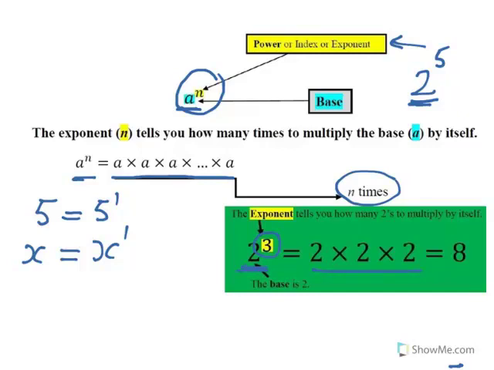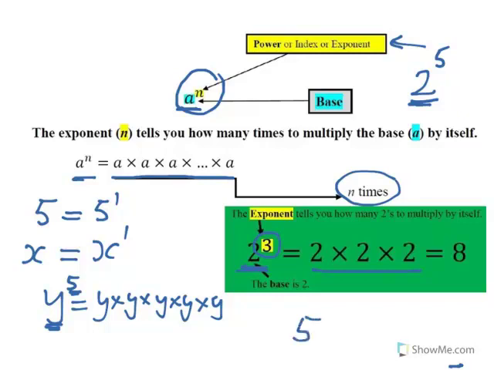Okay? So I want to know what the base is and what the power or exponent is in the following. Well, this one, the base is the y, and the exponent is the 5. What does the exponent tell us to do? To multiply y by itself 5 times. What about this one here? The base is 5, and the exponent is 3. The exponent tells us to multiply 5 by itself. How many times? 3 times. 5 times 5 is 25. 5 25s is 125.